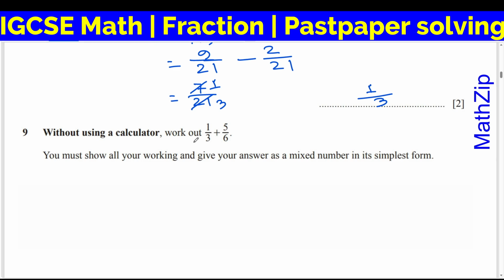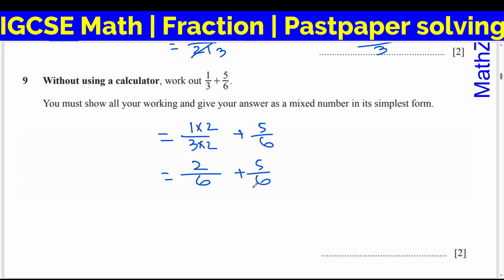Next question, this one is also the same thing. Without using a calculator, work out 1/3 plus 5/6. So 1/3, we can write 3 times 2, which means 6. So here is also 1 times 2 plus 5/6. Then 2/6 plus 5/6. Once the denominators are the same, the numerators will be added. So 2 plus 5 will be 7, but we have to make this the simplest form as a mixed number. So we can write this as 7/6, that means 1 1/6. This is our answer, 1 1/6.